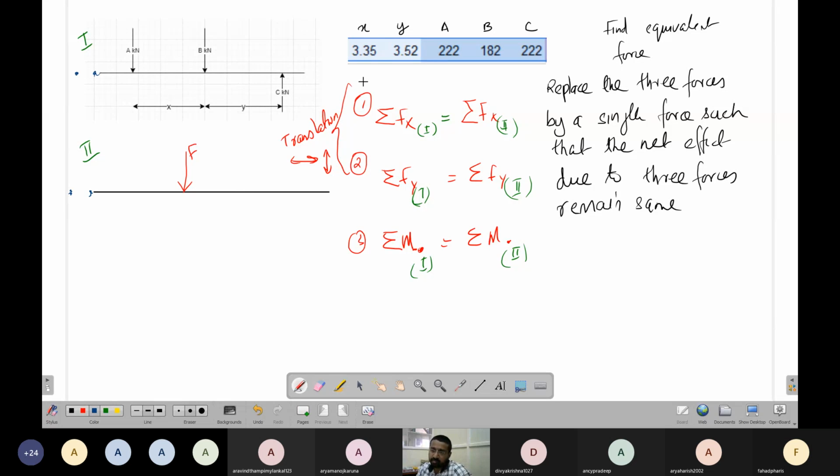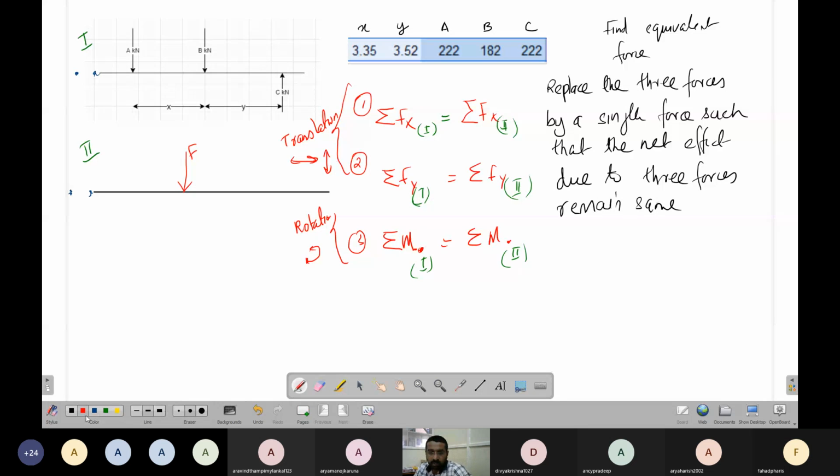But before that, we will first alter. So these are the criteria that you have to satisfy. This is for movement, and this is for rotation.